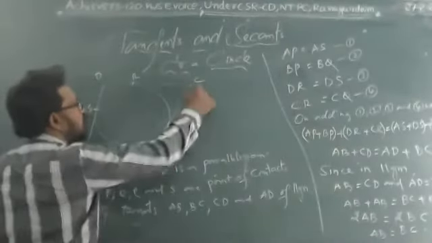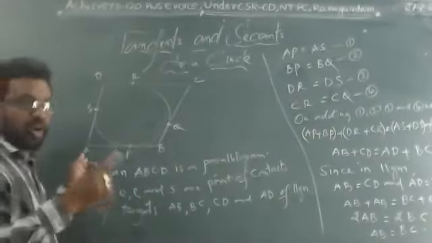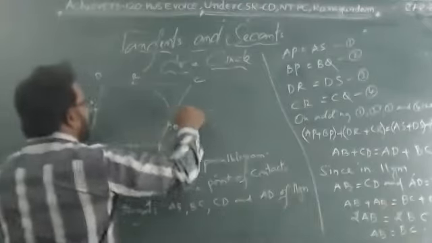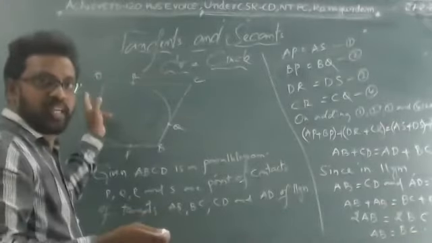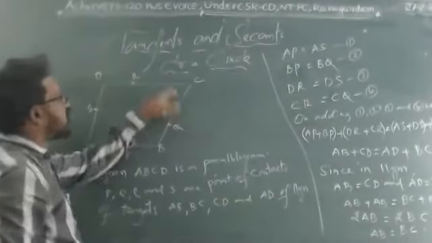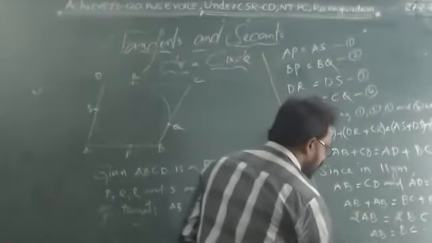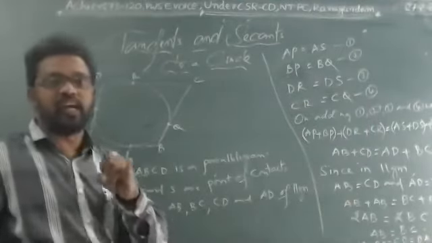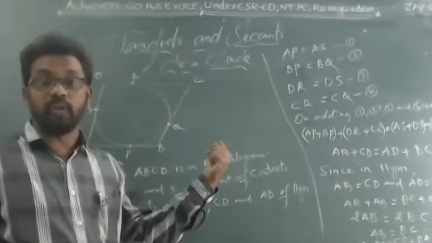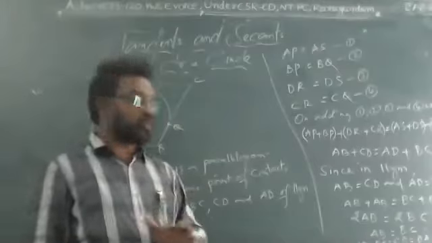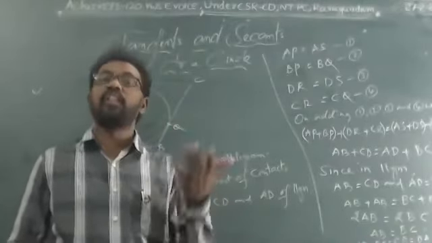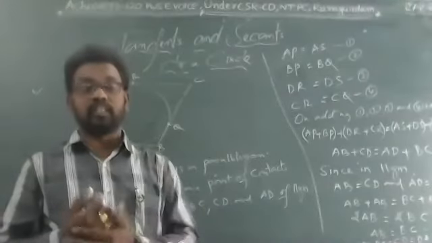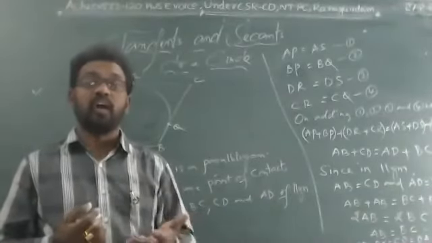See here, AB is equal to BC. But already AB is equal to CD. So these three are equal, and indirectly the fourth is also equal, since opposite sides are equal. So all four sides are equal: AB is equal to BC is equal to CD is equal to DA. This is possible in a square and a rhombus, but since this is a parallelogram, it turns out to be only a rhombus. All the sides are equal, hence ABCD is a rhombus.